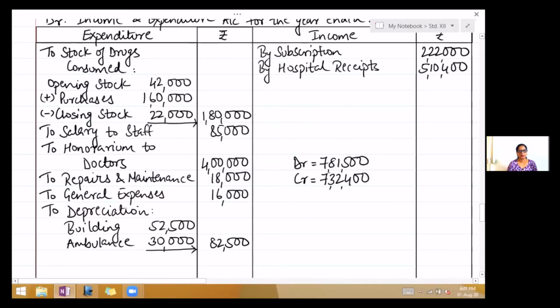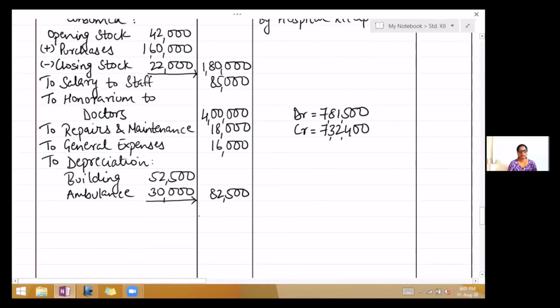Now total up the debit side. So debit side total is 7,81,500. Now which is greater here? The debit side total is greater. So your expenses are more than your incomes. So first write down the debit side total 7,81,500.